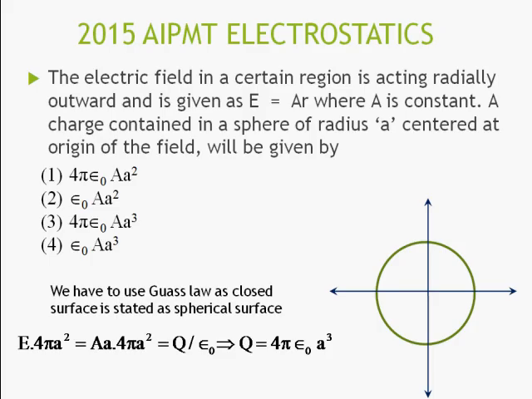Now electric field times area will give you Q by epsilon naught. I have taken the sphere of radius a, so E into 4 pi a squared. Now E is already given as A into a, capital A into small a. So I multiply by 4 pi a squared, and it should be equal to Q by epsilon naught, which gives that Q is equal to 4 pi epsilon naught A a cubed. It is a straight question. Hence our correct answer will be number 3.